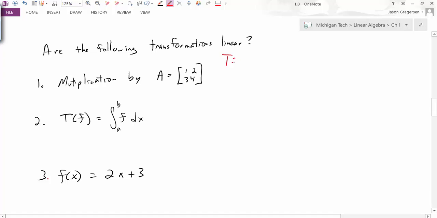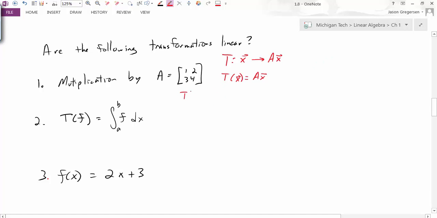So my transformation is defined by taking some x vector and mapping it to A times x. Another way to define that transformation is T of x is equal to A times x. So that's my transformation. Now, is this transformation linear? Well, once again, I have to show that the first thing is true.